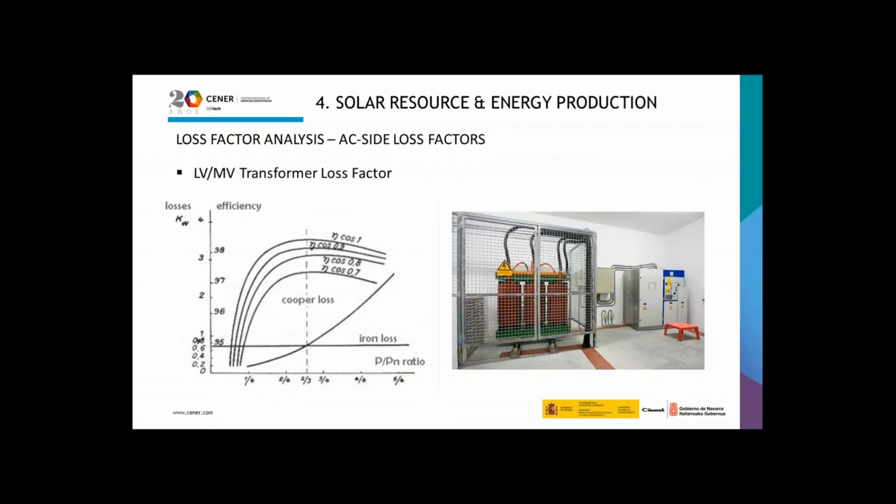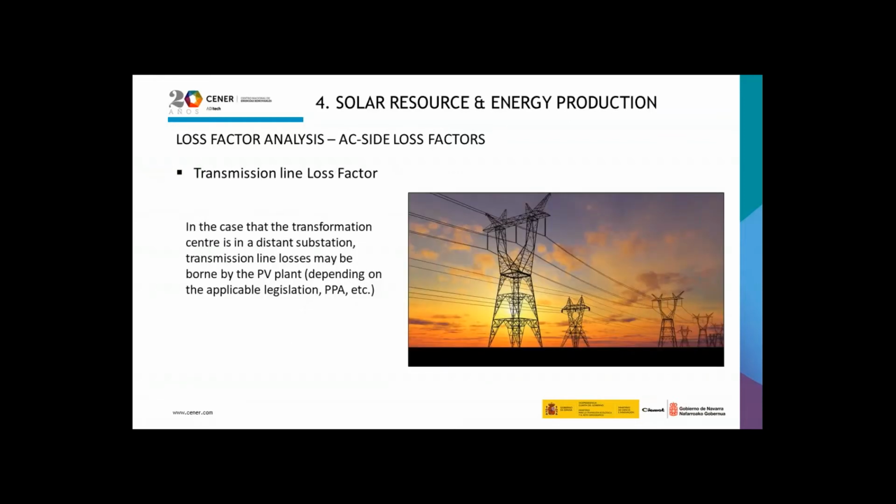In the case of an existing low voltage, medium voltage step-up transformer, the intrinsic losses of the transformer, copper losses and iron losses, must be considered. These losses depend on the operating mode of the transformer in accordance with its efficiency curves. The transmission line loss factor must be considered in the case that the transformation center is in a distant substation. Transmission line losses might be borne by the PV plant depending on the applicable legislation, PPA, etc.